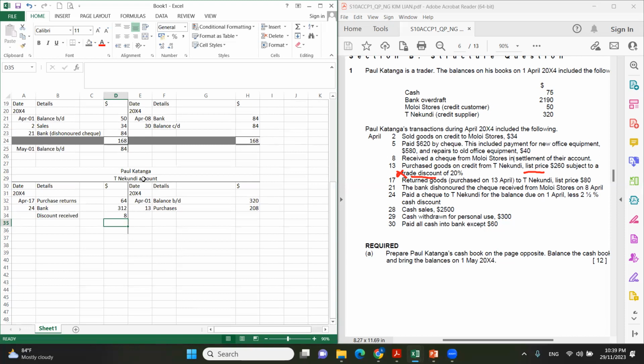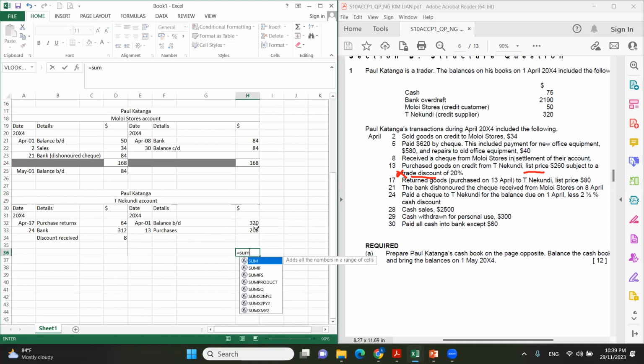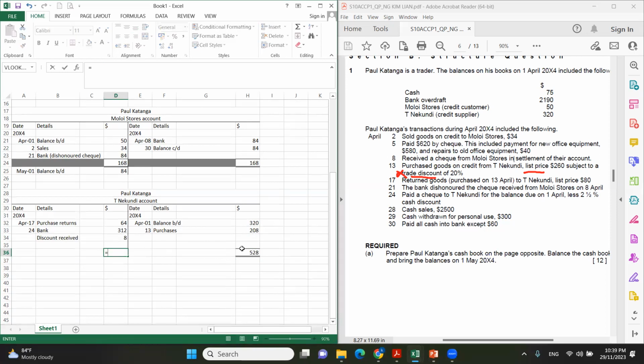And now we're calculating T. Nukudin. For T. Nukudin, the debit is 384 and then the credit we have is 528. So that means credit is more than the debit, so our total amount will be 528. Take this 528 because this amount is the credit that is more. And how much do we need to calculate as the balance c/d on the 30th? We need to calculate the balance c/d by taking 528 minus all the debit amounts. So we get the balance of 144, and we bring this 144 to the following month, May 1st, as balance b/d, which is on the credit side. That is how we do the recording for the trade payable.